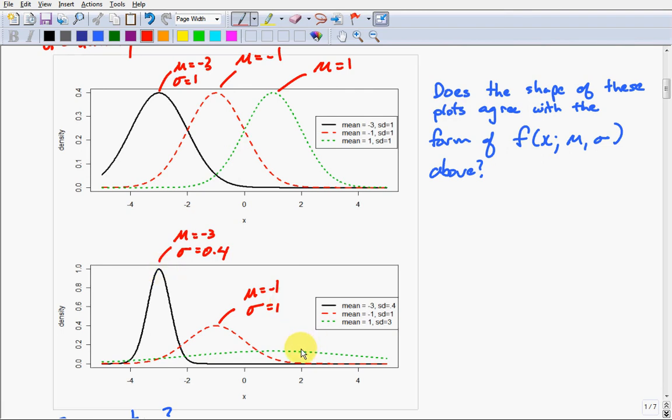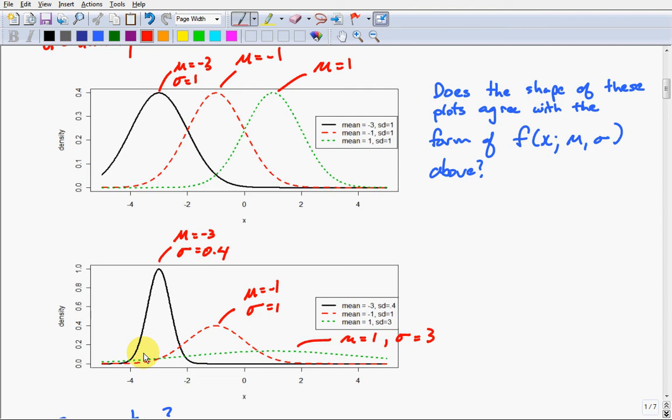If we increase sigma further and draw the green graph on the right, this is mu equals 1. I've just chosen different mu values to separate the centers out, to make it easier to see what's going on. And sigma equals 3. So what's going on here is that the probability density function is now very flat and spread out.